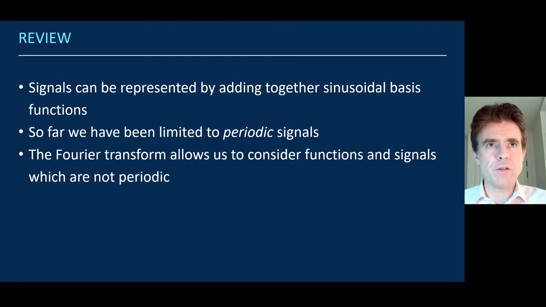So in review then, signals, as we know, can be represented by adding together sinusoidal basis functions, sines and cosines, or complex exponentials. Up to now, we've been requiring them to be periodic signals. In other words, the signals that we're representing, we've required those to be periodic. And the Fourier transform and the inverse Fourier transform now allow us to consider functions which are no longer required to be periodic. So in another video, we'll go into some examples of the Fourier transform.